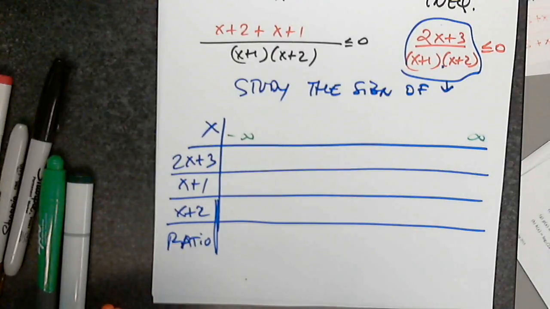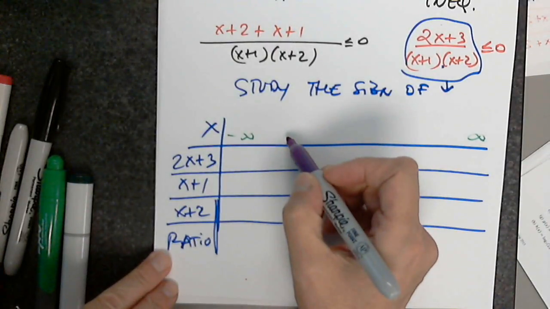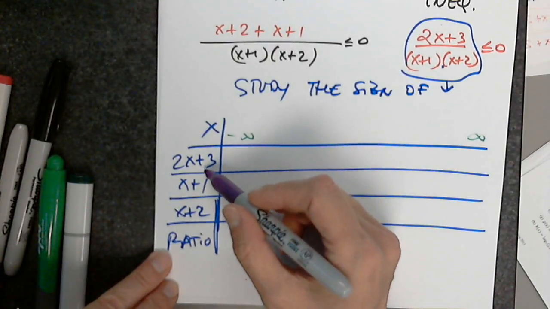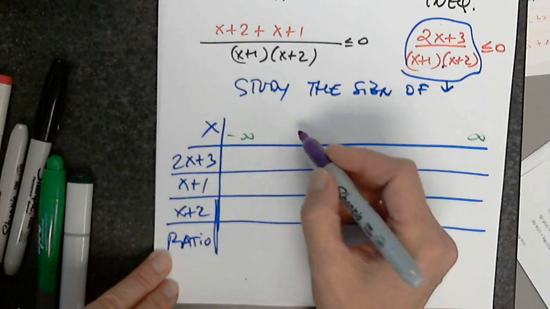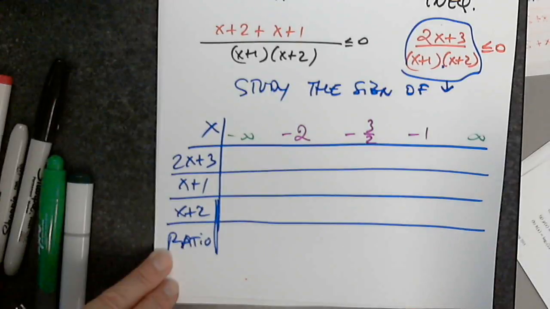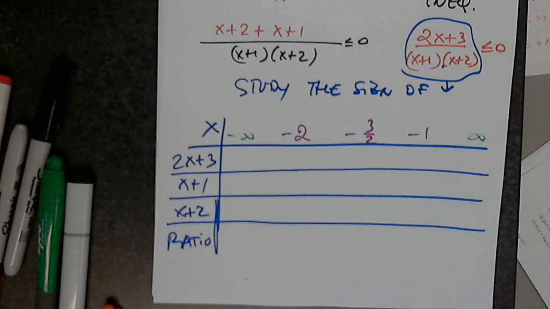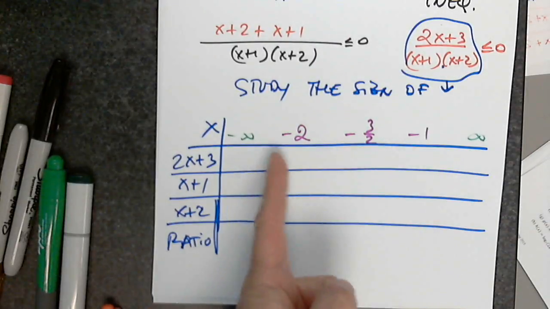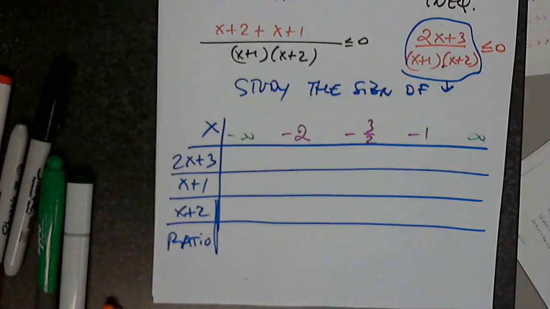Negative 3 halves. Correct. It's not the first one, because that's negative 1.5. So I have to have negative 2 first, negative 3 halves next, and negative 1 last. Be very careful, because if we mess this up, we mess up the answer.